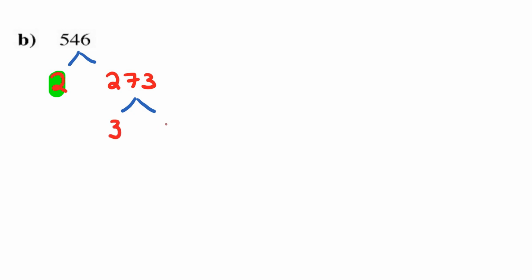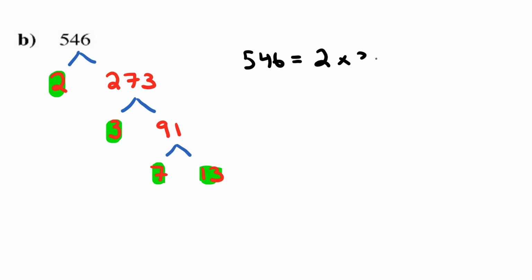So 3 times 91 works, and 3 is a prime number, so I stop there, but 91 is a composite number because I still have 7 times 13. And this is where I stop because 7 and 13 are prime numbers, right? So my tree diagram is done. And then I can finish off by saying 546, if I break this down into its prime factors, it's 2 times 3 times 7 times 13. Right? And you can definitely feel free to verify that using a calculator, and I can tell that that is definitely the right prime factorization there.